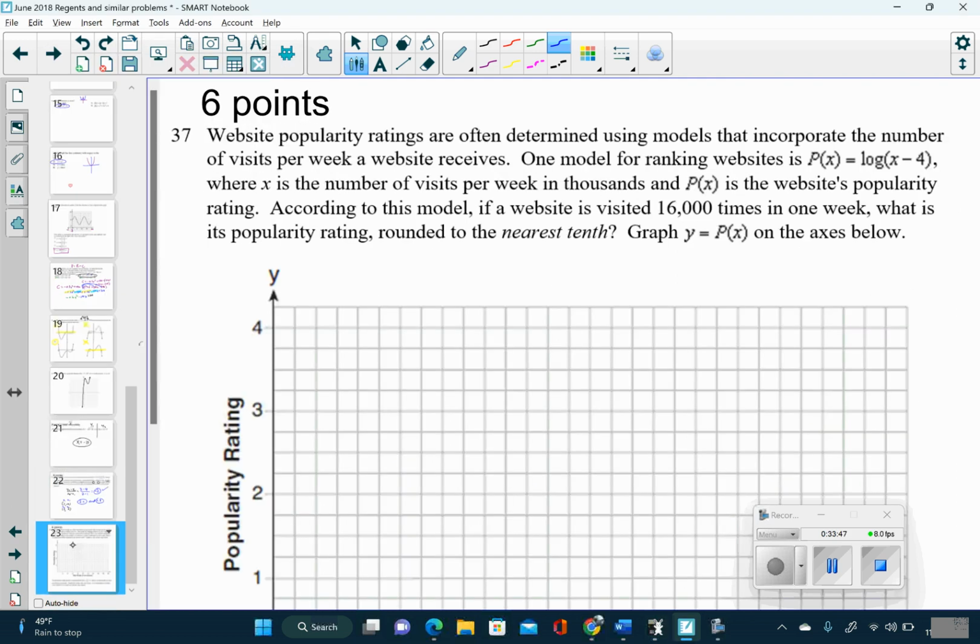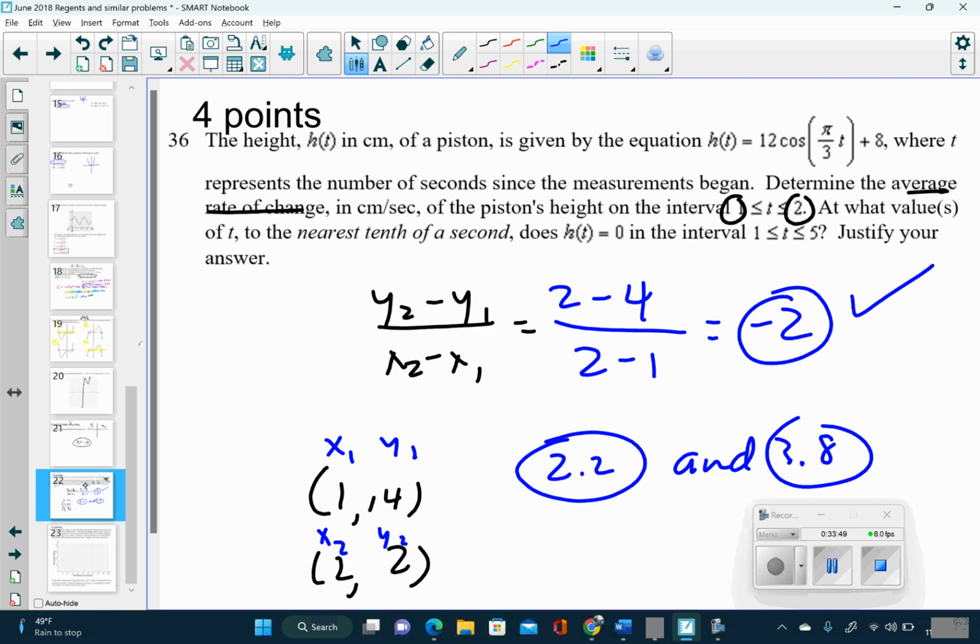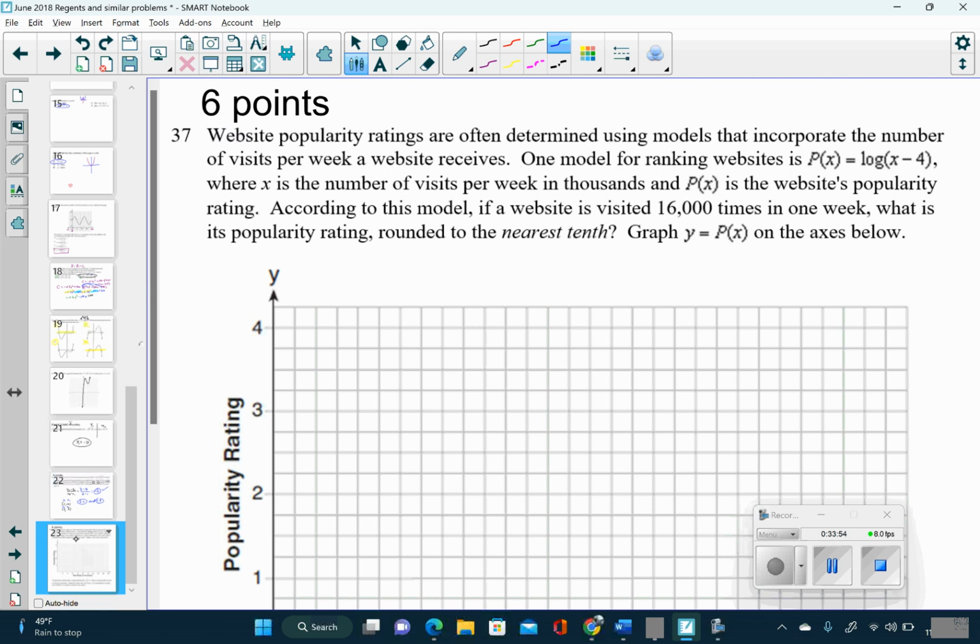Last one. This question, by the way, this one was worth 4 points, so it's 2 points for this first part and 2 points for the second part. That was straight calculator. Last one, you just need to graph this, and out of the 6 points, you could get 2, which is great.